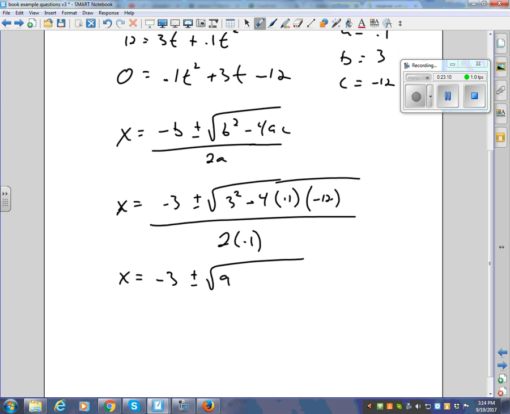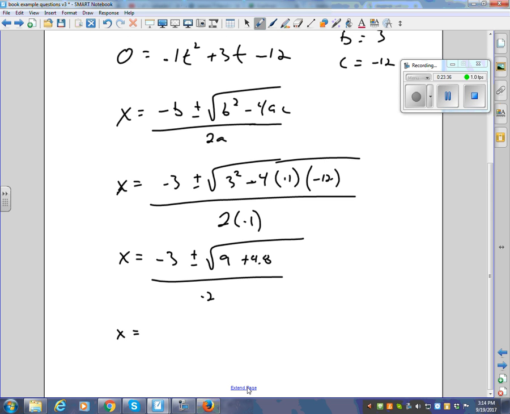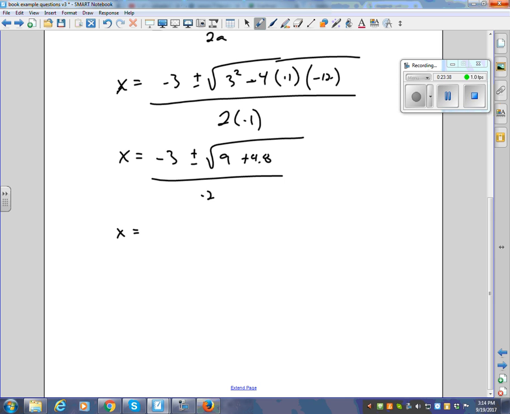So let's think about this here. Minus 4 times minus 12 is positive 48, times 0.1 is 4.8. So it's a positive value. That tells us the discriminant's positive, so there's 2 answers. 2 times 0.1 is 0.2, right? How do you handle this plus or minus thing? Well, you got to do both. So we're going to have to find 9 plus 4.8, which of course is 13.8.